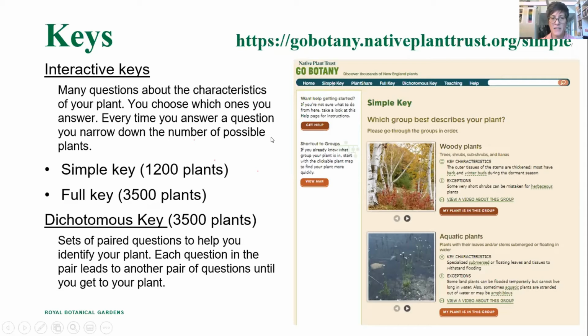The dichotomous key, you don't choose which questions you answer. You always have a set of two questions, and you have to choose which one best describes the plant you're looking at. And then what you choose will lead you to another set of two questions, which will lead you to another set of two questions, and so on until you get to your plant.